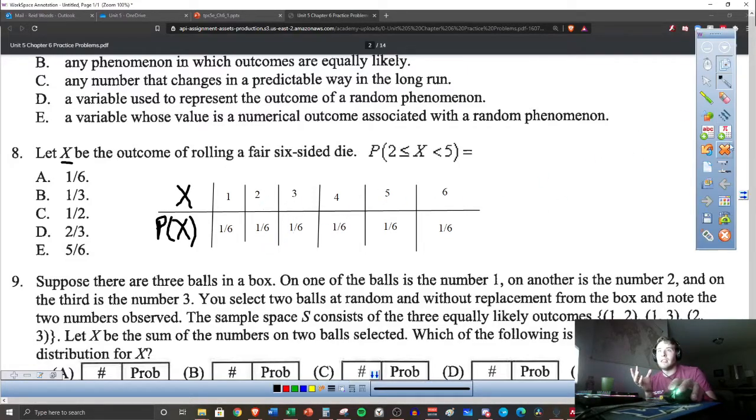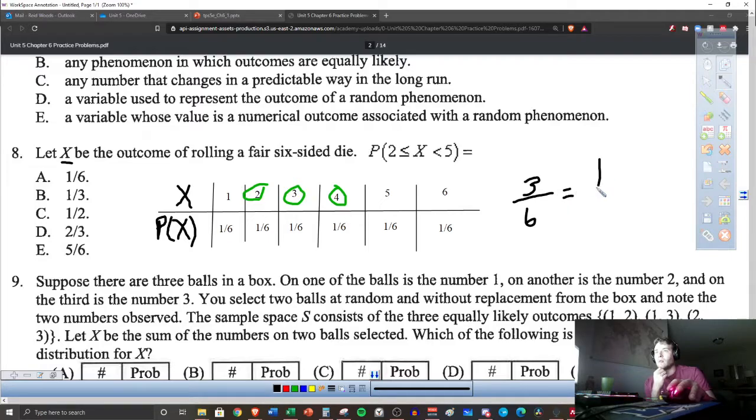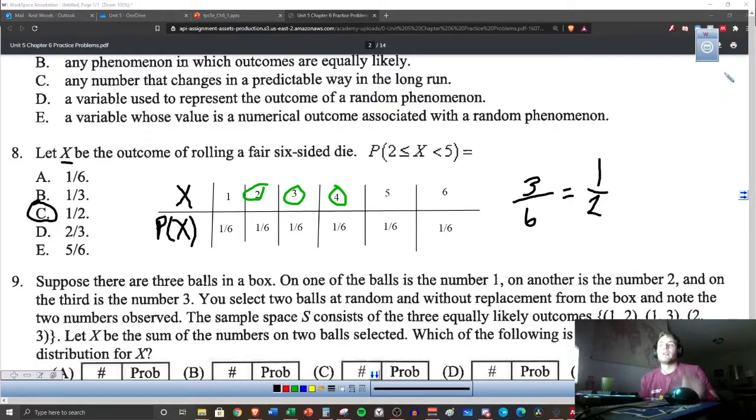So I want these three outcomes here, a 2, a 3, or a 4. So I'm just going to add those up, and what that gets me is 3 out of 6, which is equal to 1/2. So that is a pretty straightforward example, but that's the type of questions that we'll be answering in here. Okay, so that's the random variables.